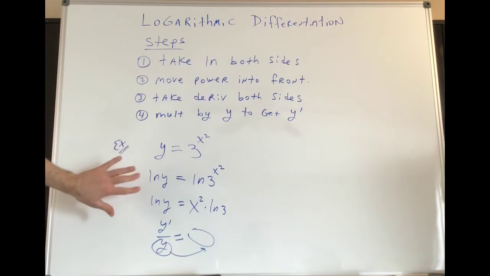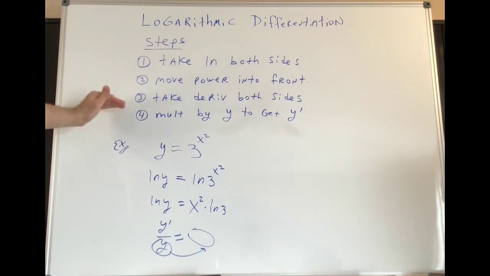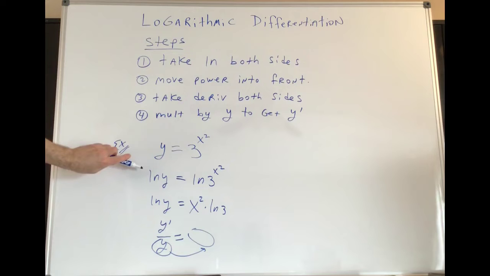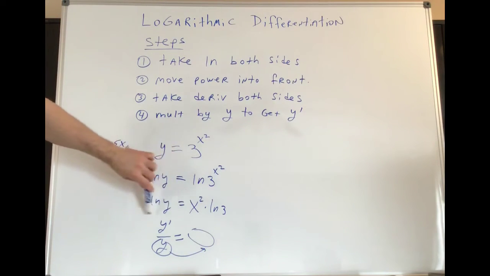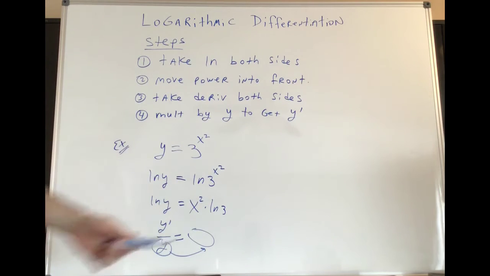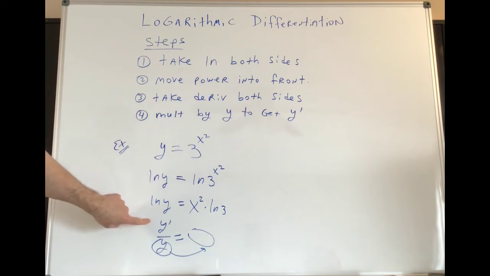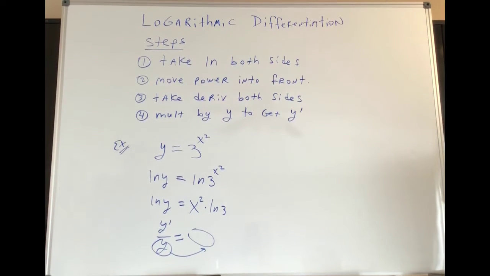All right, I didn't want to work this one all the way. I just want to show you the idea of the steps. Natural log both sides. Move the power to the front. Take the derivative of both sides, which I didn't finish. And then at the end, you're going to move the y over, and you'll have y prime alone on the left. You'll see when I do the two examples. And again, it's going to get nasty. I think maybe I'll finish this example.